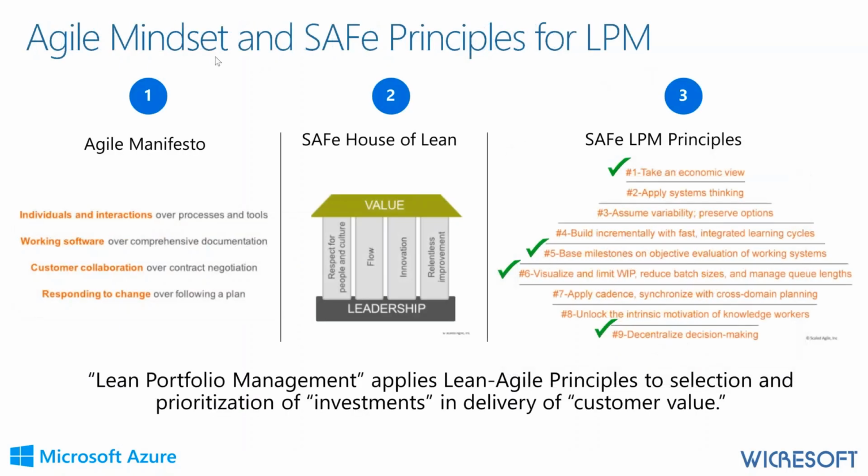So real quick, I want to go to how we got to the SAFe LPM principles, and then we'll try to deconstruct those four items. It started with the Agile Manifesto. Everybody knows the Agile Manifesto and really the reasons why it came about.